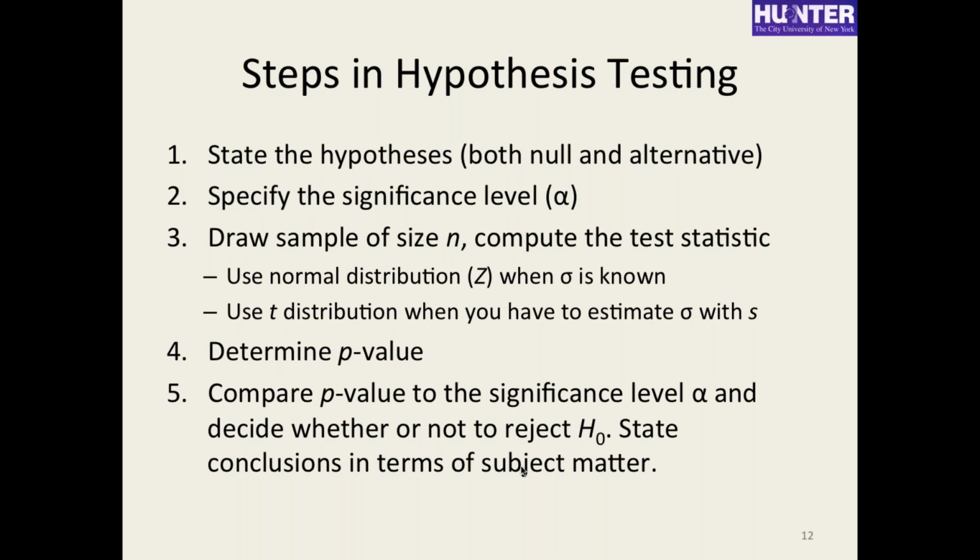Then we're going to ask ourselves, what level of certainty are we interested in? 95% certainty, 99% certainty, 90% certainty. And we're going to state that in terms of the level of error we're willing to accept, alpha. So if we're at 95% certainty, we're going to set alpha at 5%. Okay. And then we're going to take our sample.